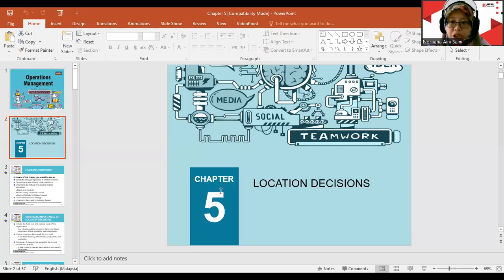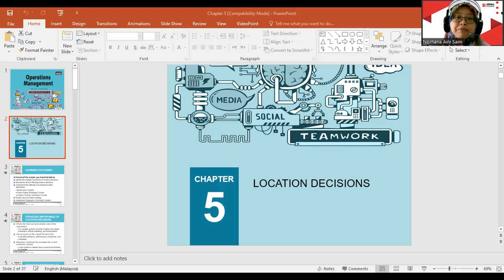We have the location decision. Now we go to the second part, which is the layout decision. For the layout decision, after you know where you want to locate your business, you must also know how to arrange the products and services in your organization, your business, your company, your shop, for example. So that's why we have the layout decision. Let me share with you the layout decision.